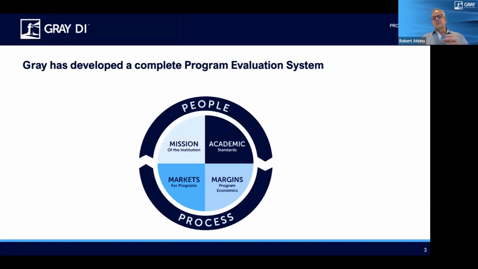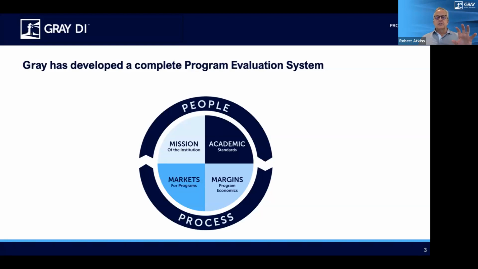And margins tells you, does this program make money or lose money at the margin? Does it cover its direct instructional costs? Now, you don't need to know that because you're trying to make money per se. None of you on the phone today are for-profit institutions. But you do need enough high-margin programs to subsidize the smaller mission-critical programs that may not be able to stand on their own two feet financially. So that web of cross-subsidies is an integral part of an institution, and you need to understand how it's working in order to make effective program decisions.